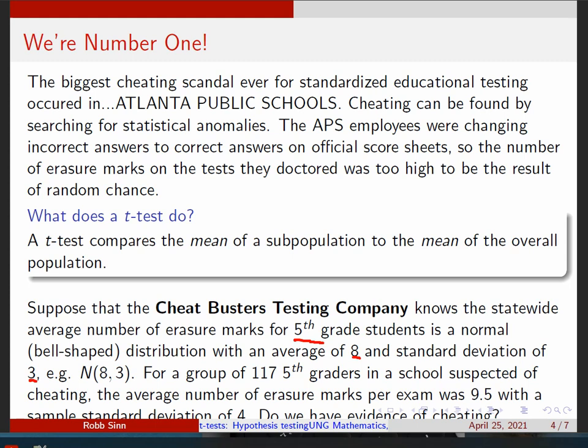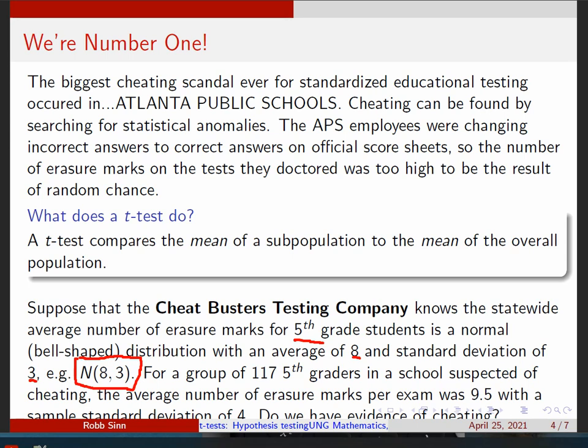Now, I want you to notice this. What does this mean? Well, the capital N means normal, which just means bell-shaped. And 8 is the average, and 3 is the standard deviation. So if you ever see N parentheses, one number, comma, a second number, the first number is the average, and the second number is the standard deviation. And the N indicates that it's reasonably normal. Maybe not perfectly normal, but approximately normal.